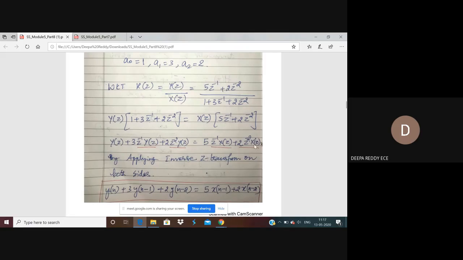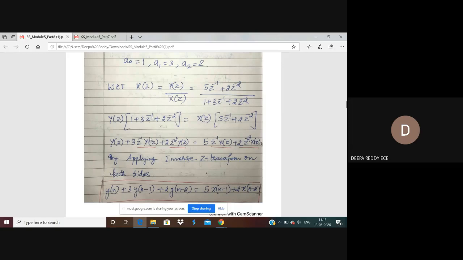Now this was our equation, a relationship between y and x. But we don't want it in the z domain, we want it in the time domain, that is in terms of y of n minus k and x of n minus k, because that was what we started off with. That was our first expression, the difference equation expressed in terms of y of n minus k and x of n minus k. So to achieve it, what we can do is apply the inverse z transform on both the sides.